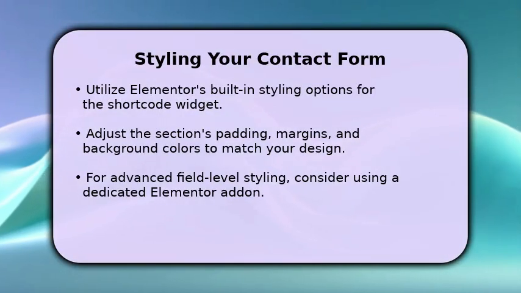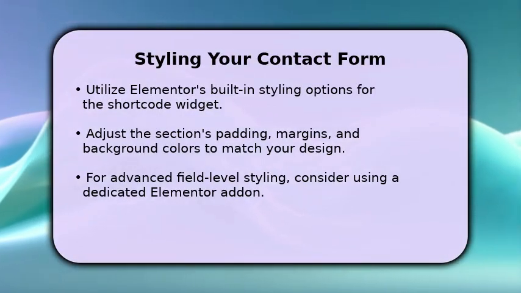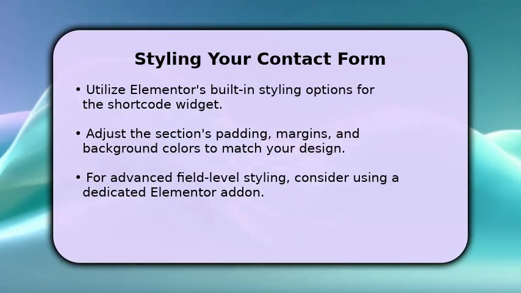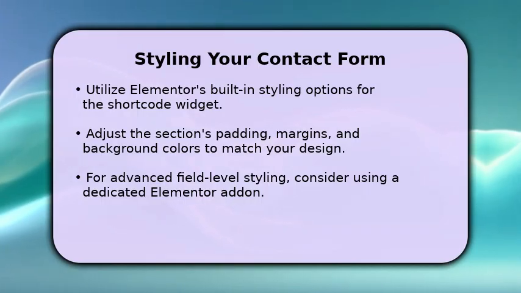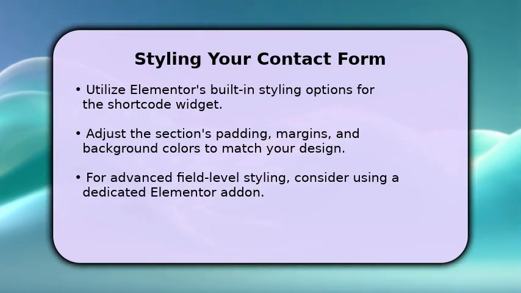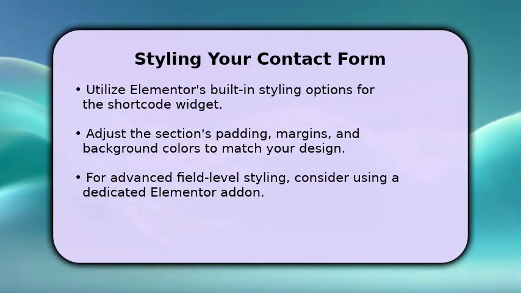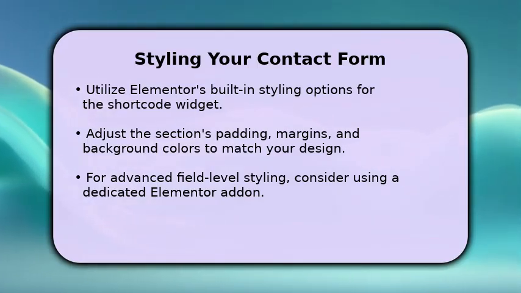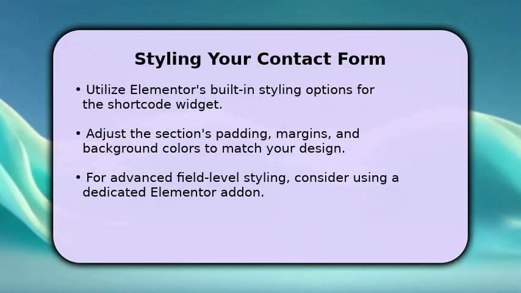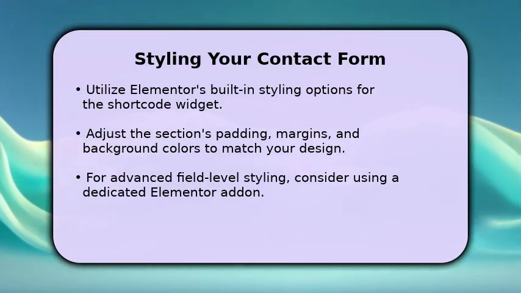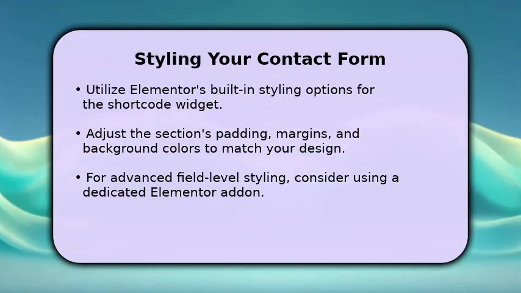Finally, let's make your contact form visually appealing. While the basic shortcode widget offers limited styling, you can use Elementor's section and column settings to adjust padding, margins, and background colors around your form. For more granular control over individual input fields, labels, and the Submit button, consider installing a third-party Elementor add-on that specifically styles Contact Form 7. These add-ons provide extensive options to customize fonts, colors, borders, and more, ensuring your form perfectly complements your website's design.